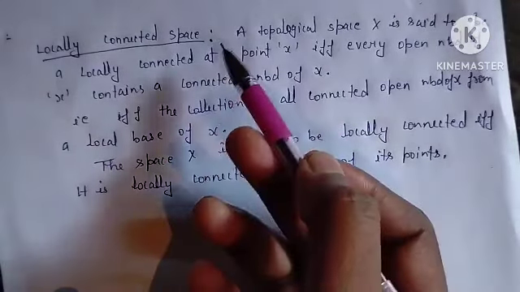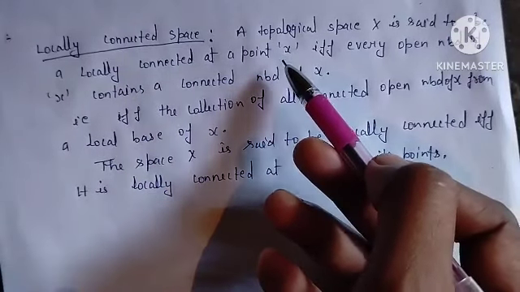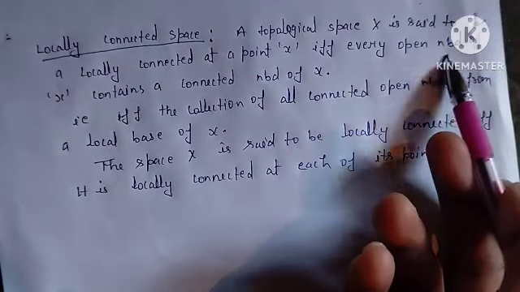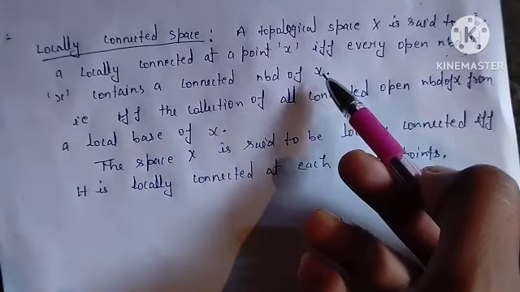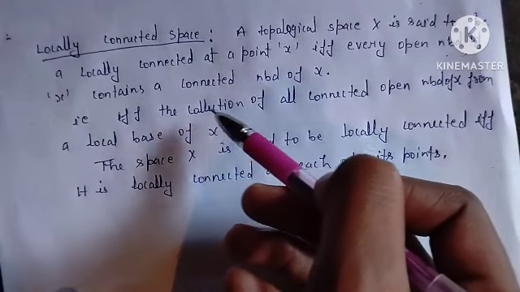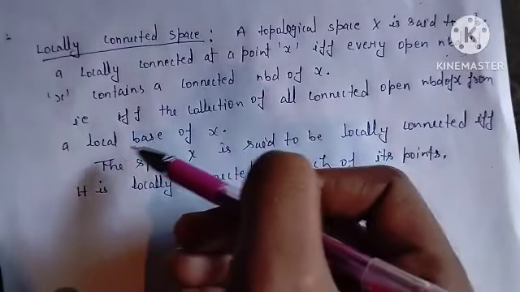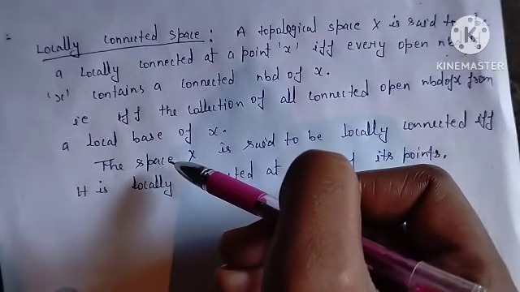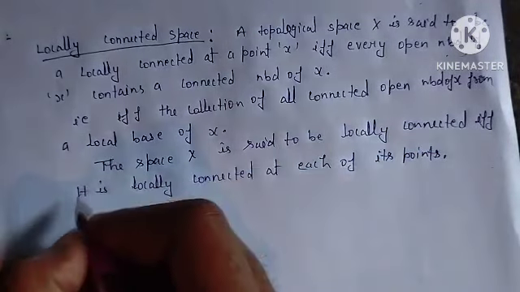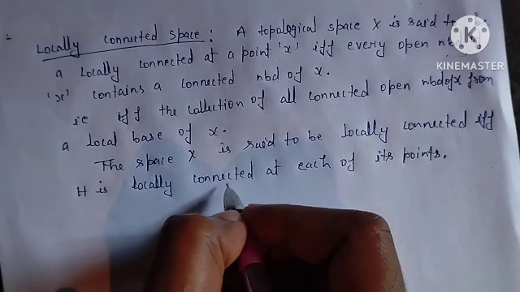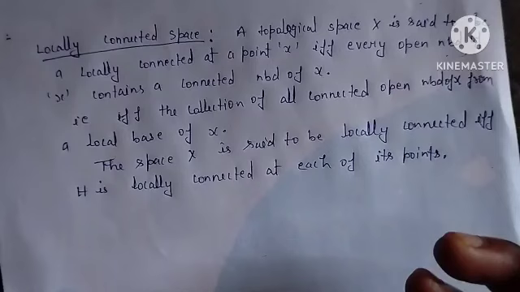That means a topological space X is said to be locally connected at a point x if every open neighborhood of x contains a connected neighborhood of x. That is, if the collection of all connected open neighborhoods of x form a local base of x, the space X is said to be locally connected if it is locally connected at each of its points.